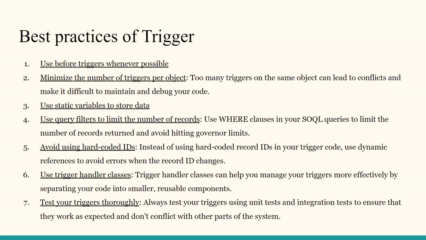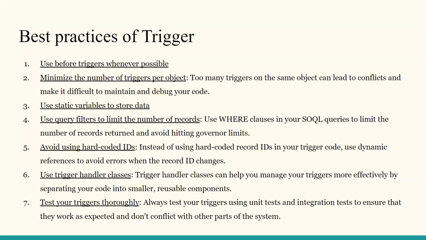Two, minimize the number of triggers per object, preferably to have one trigger per object. Too many triggers on the same object can lead to conflicts and make it difficult to maintain and debug your code. Try to consolidate multiple triggers into a single trigger, or use a Trigger Framework to manage your triggers.